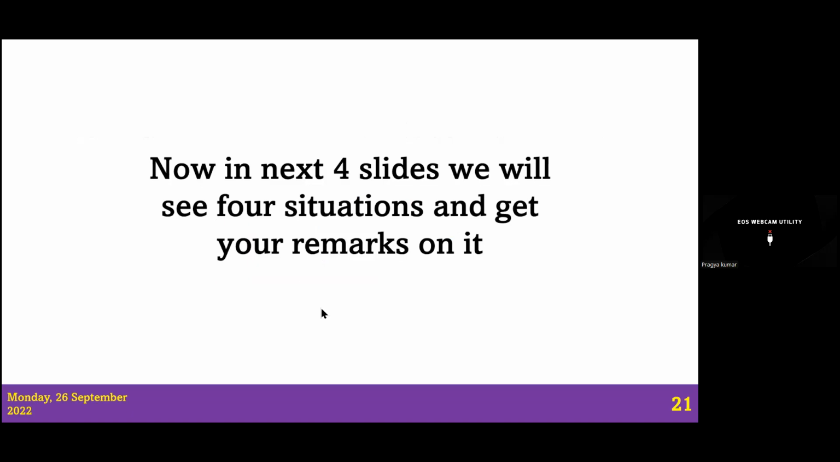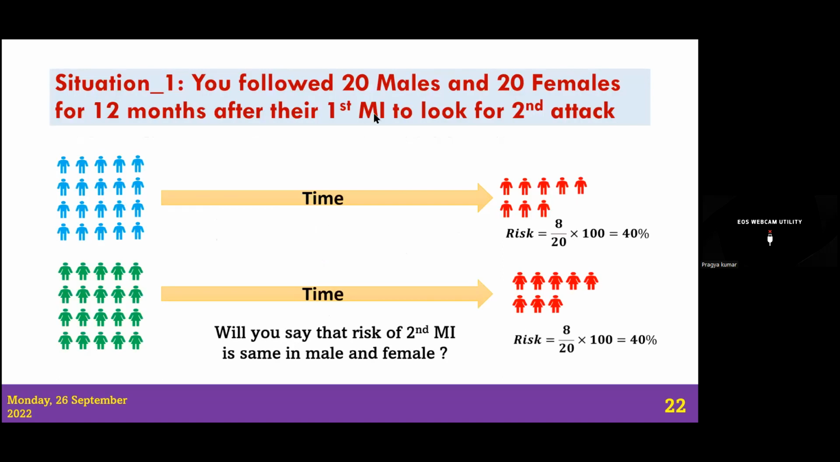So now you will see 4 situations over the next 4 slides, and you have to give your opinion. What do you think about this? In situation 1, you followed 20 males and 20 females for 12 months after their first myocardial infarction and looked for the second attack. You see that 8 men out of 20 had this event, and 8 women out of 20 had this event. So yes, what will be the risk?